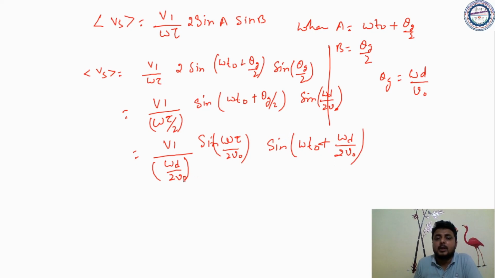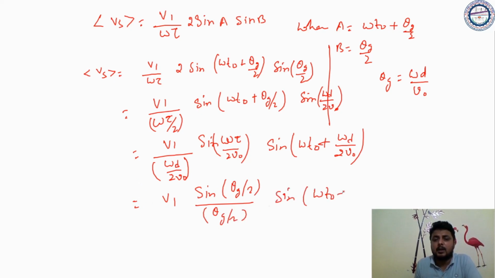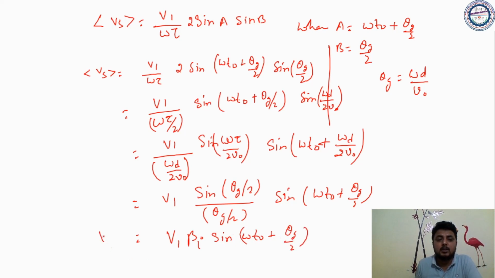Okay, no problem. So now we can see here this is nothing but a sampling: sin theta by theta is nothing but a sampling. So this can be written as b1 into sin(theta g by 2) divided by (theta g by 2) into sin(omega t naught plus theta g by 2). This term you just assume as beta I, which is also called the beam coupling coefficient. So this is b1 into beta I into sin(omega t naught plus theta g by 2). This is our assumption.